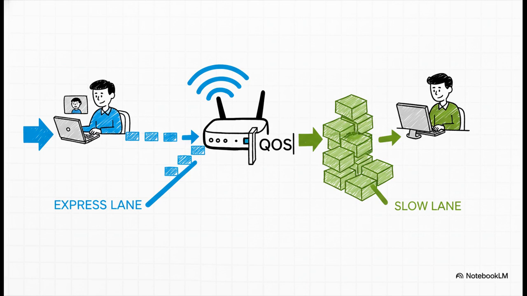And don't think for a second this is just for the huge internet backbone. QoS is incredibly important right inside your own home or office. A properly configured switch network can use QoS to make sure your important work call doesn't freeze and die just because your roommate decides to download a 100-gigabyte game in the next room.